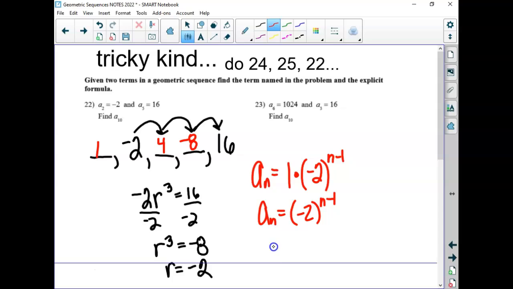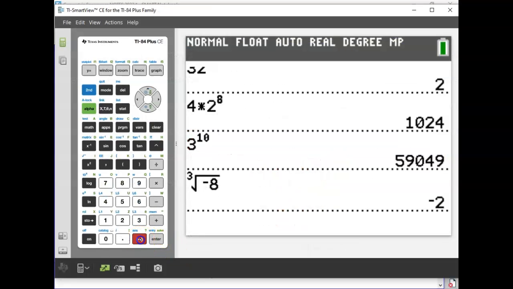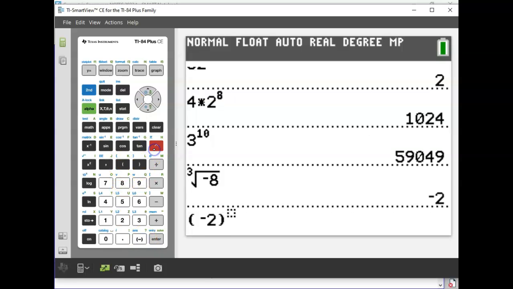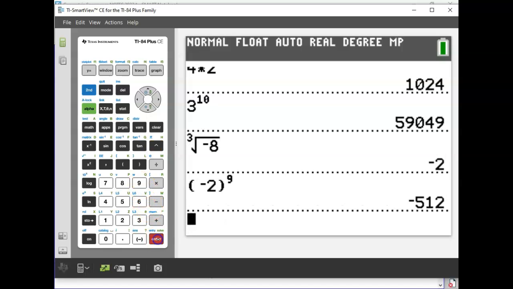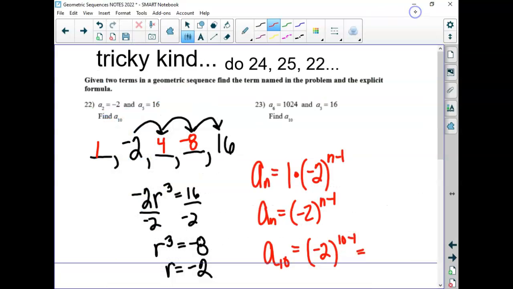And then we're supposed to find the 10th term. Negative 2 to the 10 minus 1. I think this should be negative. Negative 2 to the 9th. Negative 512, anybody else? Okay, we're not going to worry about 23. We got this. We got this.